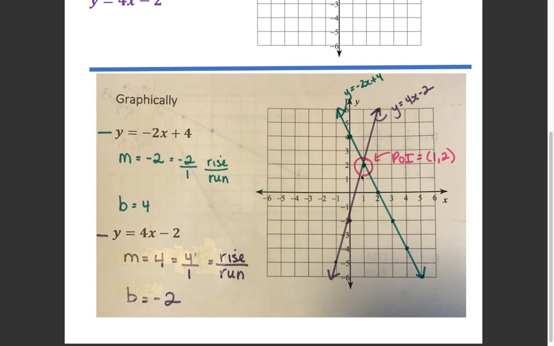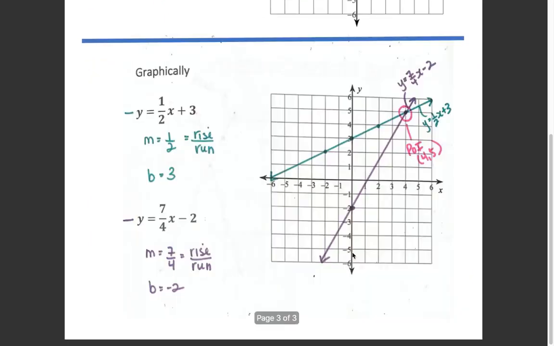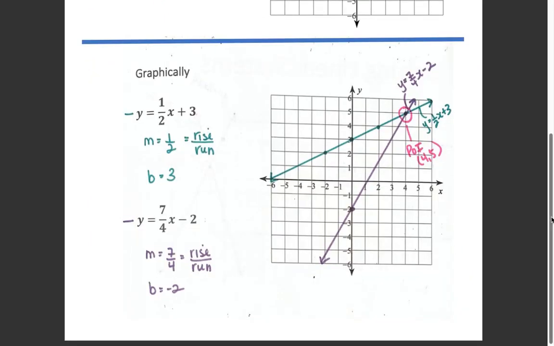So I just circled it in pink here because that is the point of intersection. And when I read off that point, my x-coordinate is 1 and my y-coordinate is 2. So the point of intersection, I call it POI for short, is 1, 2. So I would say the solution to this system, the point where they cross each other, is the point 1, 2. Okay? So I'll show you another one just so that you've got a second example to look at.